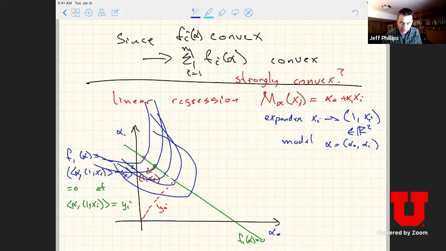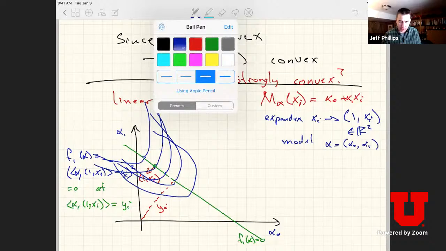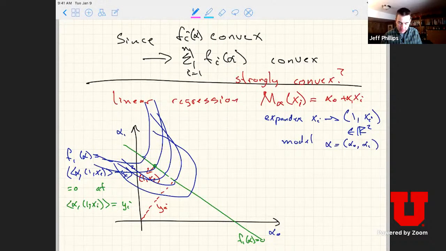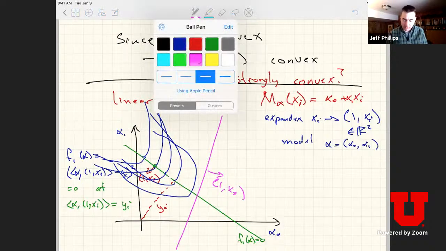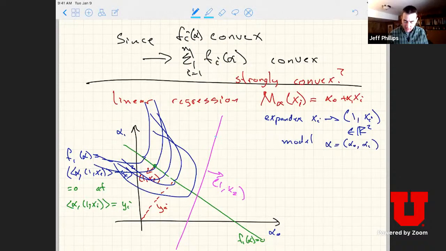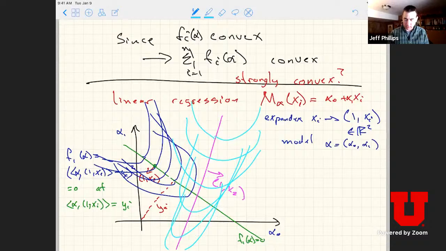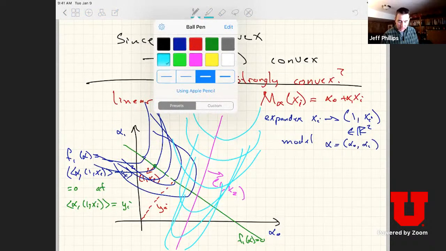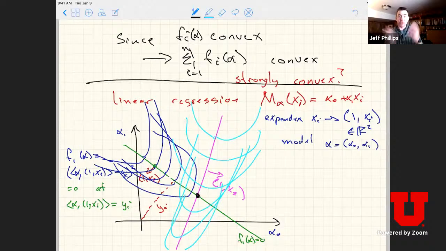But what happens if I draw a second line through here? Let's draw another data point. If this is the direction of 1, x2, then this is a different line, and it corresponds with a different sort of half pipe. There's a different half pipe coming through this line, defined by this line. Now if I just have these two functions, I'm going to get this point here, which is the true minimum.